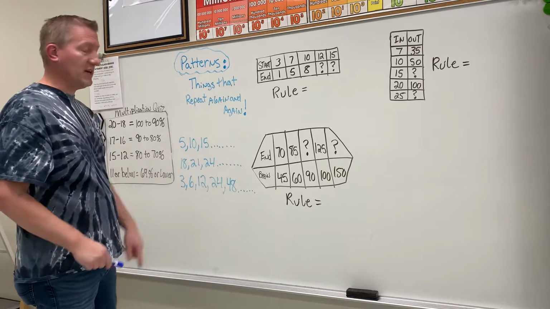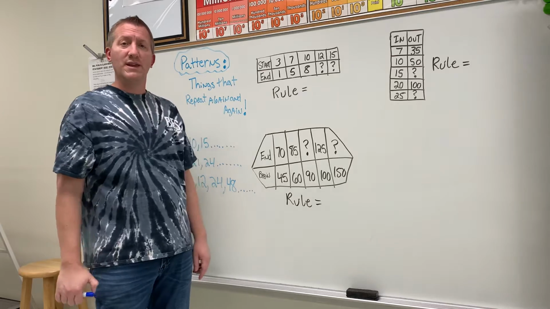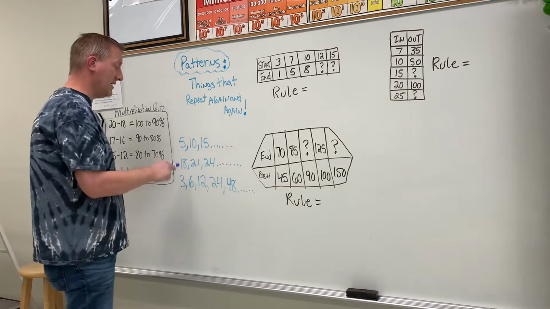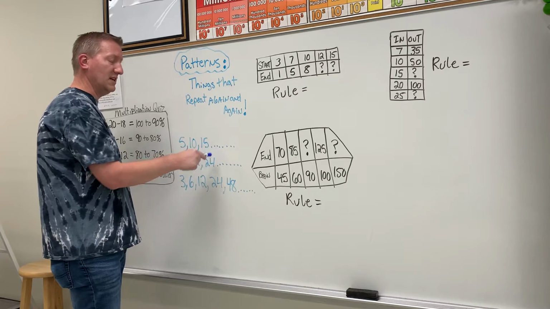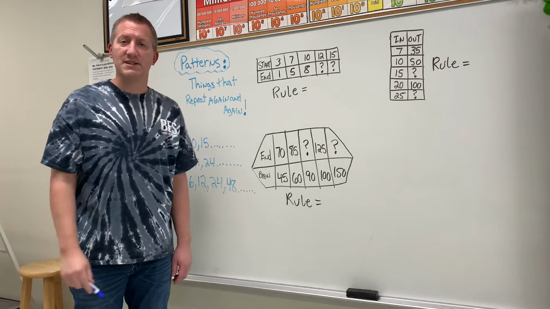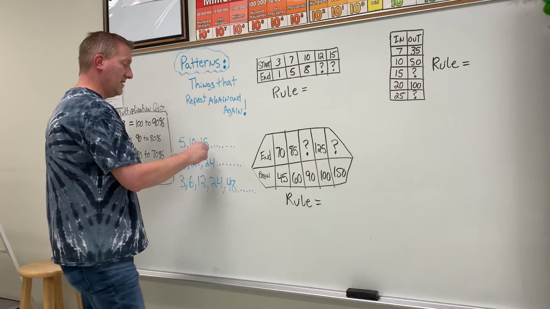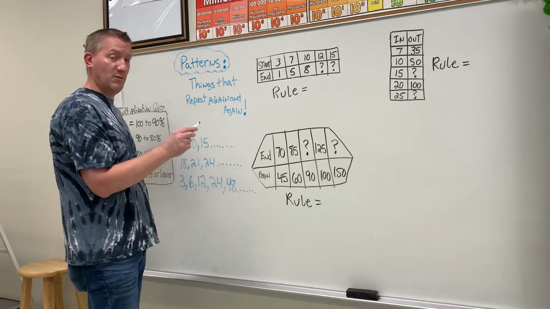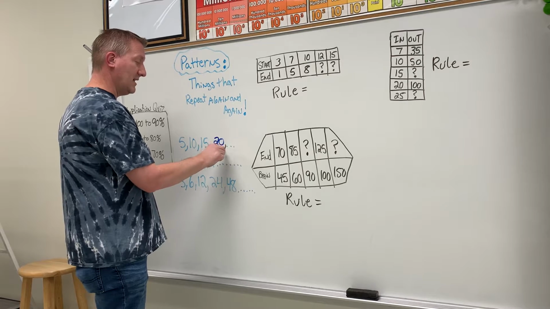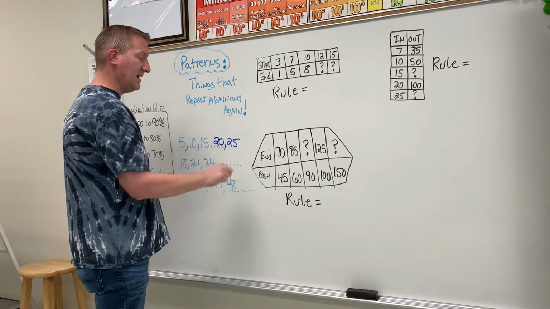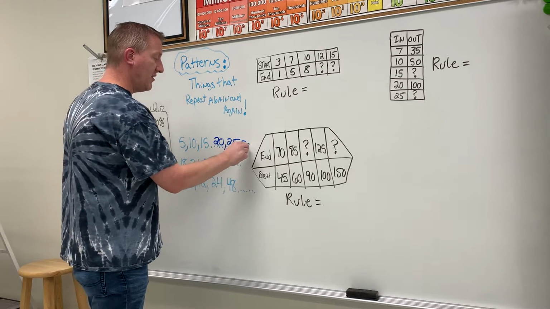All right, so I made some patterns here. I'm gonna see if you guys can come up with the pattern that I made. So it goes 5, 10, 15. Can you think of the next number in the pattern? Some of you probably said 20. Right, then 25, then 30.